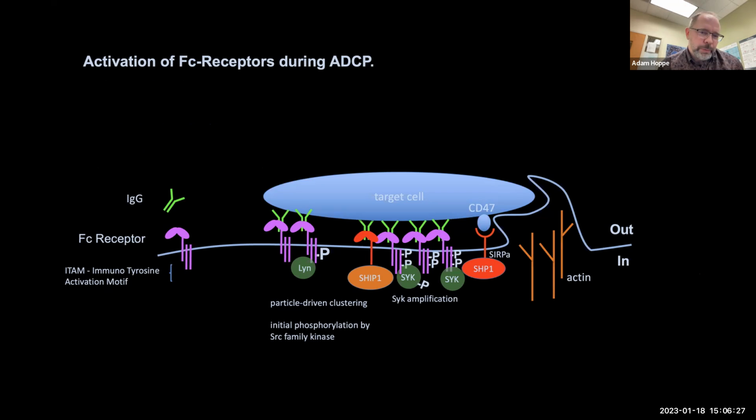Okay, so everything I've told you about the Fc receptors so far applies here as well. In this case, however, the target cell presents the antigen with the antibody on it, which would trigger clustering of the Fc receptors, initially recruiting Lyn kinase or other Src family kinases, and then subsequently Syk kinase, which will amplify phosphorylation and drive multiple downstream signals that regulate actin polymerization and engulfment of that target or infected cell.